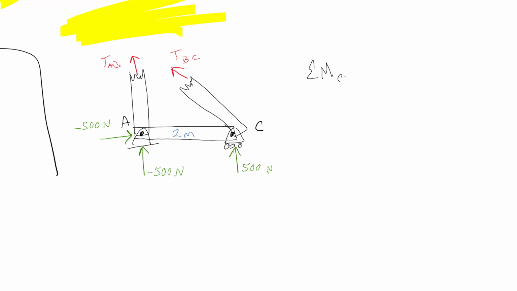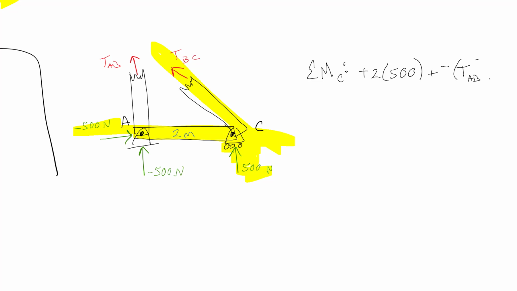Okay, so what I'm going to do is take the moment about C. If I'm going to do the moment about C, then this one here is collinear, and this one is collinear, and that's collinear, so I don't need to worry about any of those moments. The only thing that causes moments here would be the negative 500, so it's really pointing down, so that's a positive 2 times 500. And then the TAB is going to be a negative moment, so a negative moment, TAB, times the distance 2 as well, and that's going to be equal to 0.